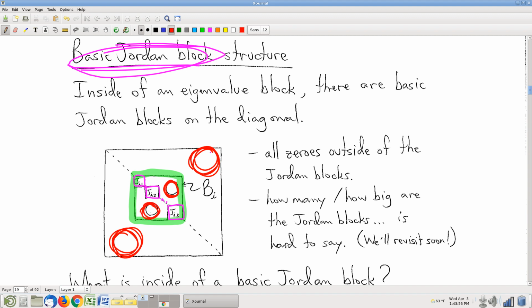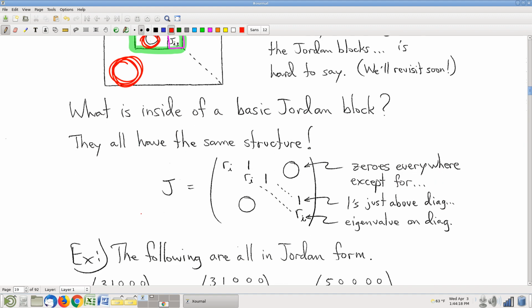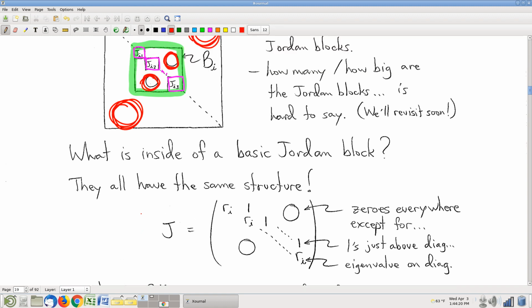So what we have here, you can see already this Jordan canonical form is pretty tight. It's pretty closely diagonal. It's almost diagonal in the sense that as we get closer and closer to the diagonal, we keep getting more and more zeros. Okay, lastly, what's inside of the basic Jordan blocks? Here's the answer. All basic Jordan blocks look the same. They all have this structure here.